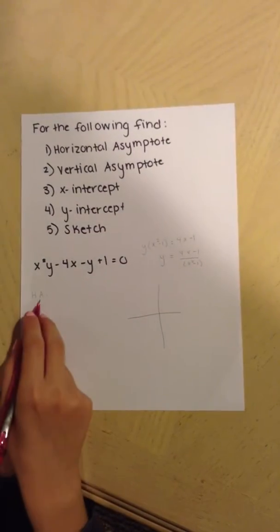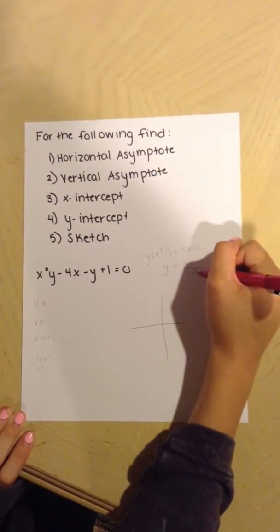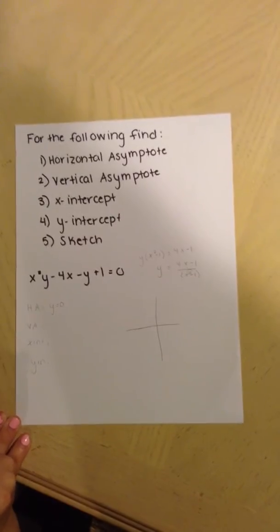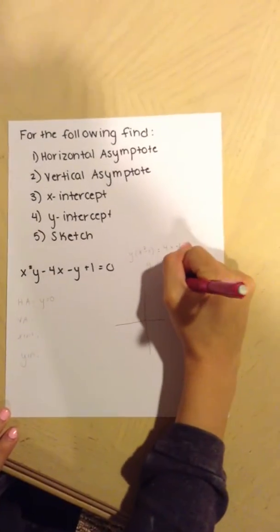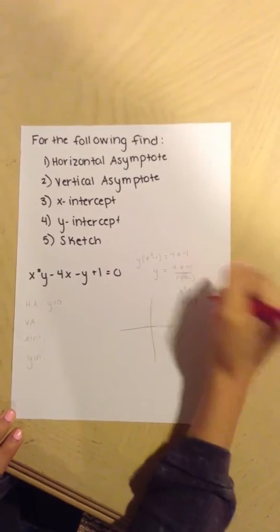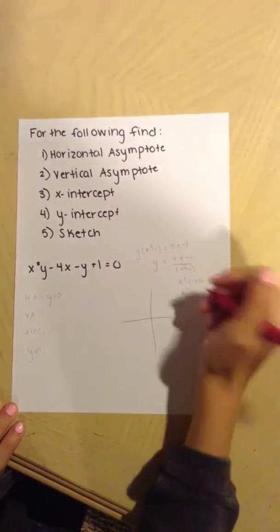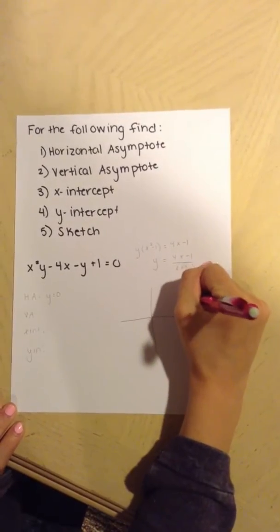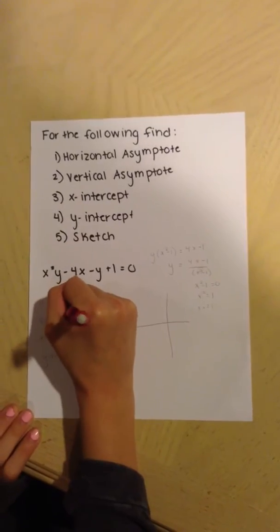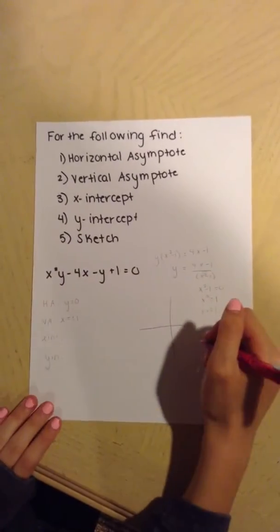So now we're going to start with the horizontal asymptote. See that the exponent on the bottom is bigger, so your horizontal asymptote is going to be at y equals 0. Vertical asymptote is at the bottom equals 0. X squared minus 1 equals 0. X squared equals 1. So then it's going to be x equals plus and minus 1. These are vertical asymptotes.